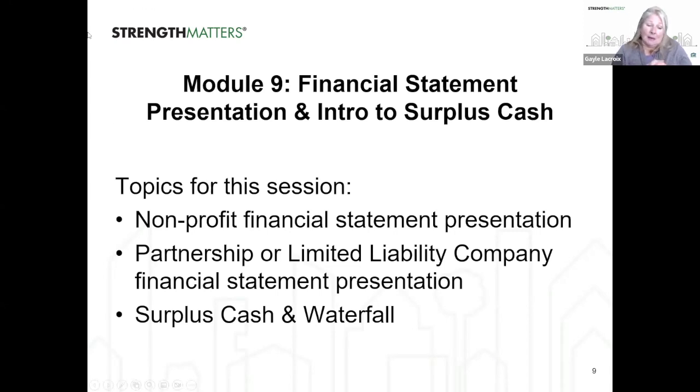That's the middle bullet there, partnership or limited liability company financial statements. We're going to show you what those look like. We're also going to show you what nonprofit financial statements look like. Some of you may already know this, so we apologize if it's already old hat for you, but some of you don't. And so we wanted to just show you a little bit of the difference between the two.